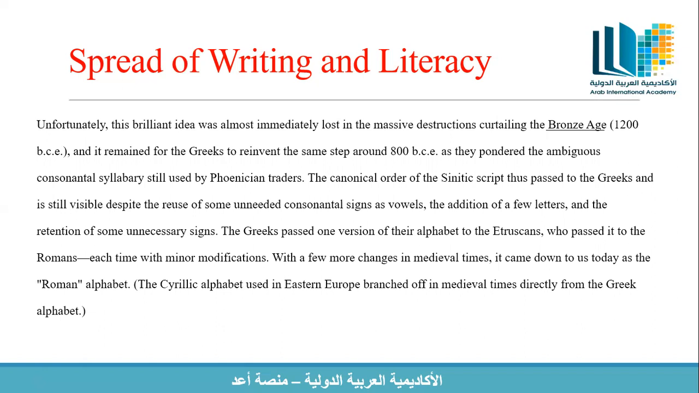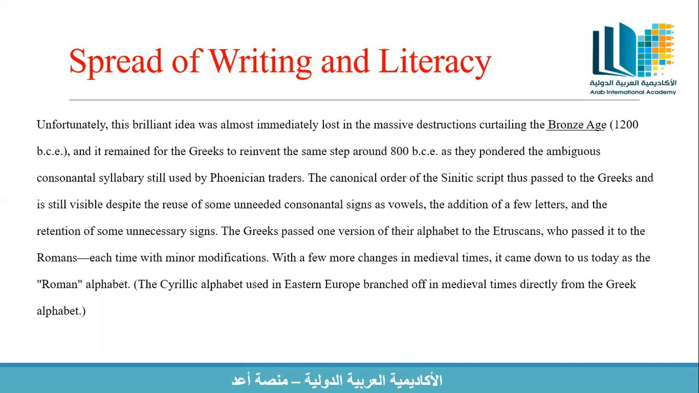The canonical order of the Semitic script thus passed to the Greeks and is still visible despite the reuse of some unneeded consonantal signs as vowels. With the addition of a few letters and the retention of some unnecessary signs, the Greeks passed one version of their alphabet to the Etruscans, who passed it to the Romans, each time with minor modifications.